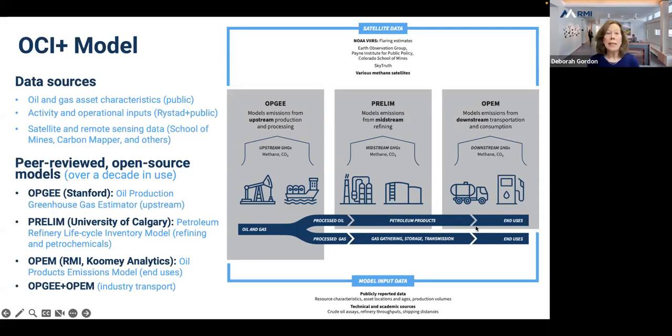The data sources and the inputs to these models are oil and gas characteristics and asset characteristics. Where's the well, how deep it is, what is its pressure, things like that. Activity data, production volumes, how operators are actually extracting and shipping these oil and gas products and refining them. And then we also use a host of satellite and remote sensing data that you'll see when Rose demos the tool, and that is a part that will be growing.